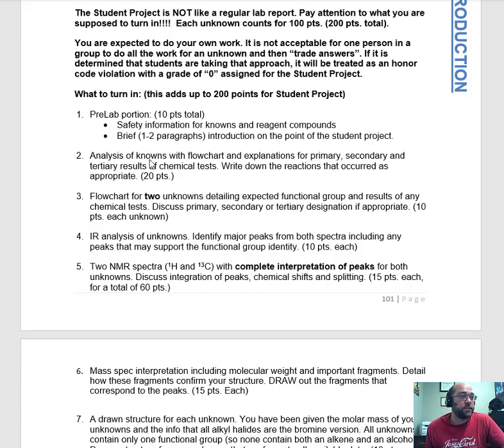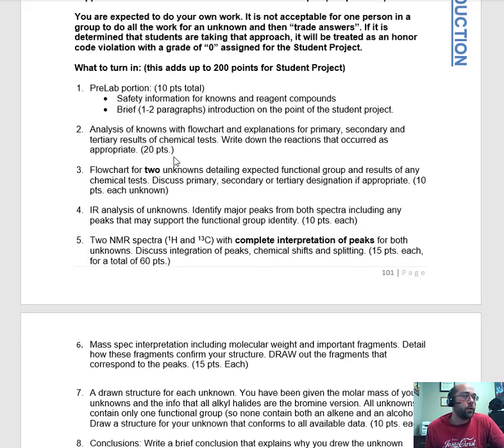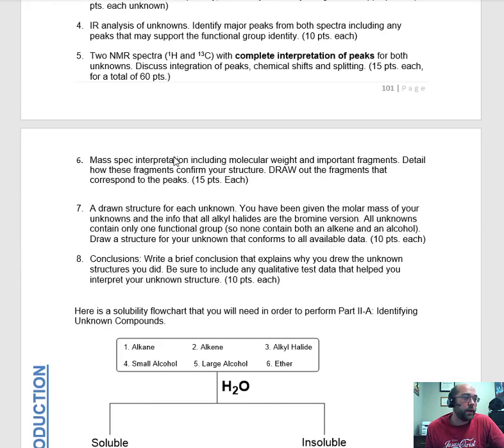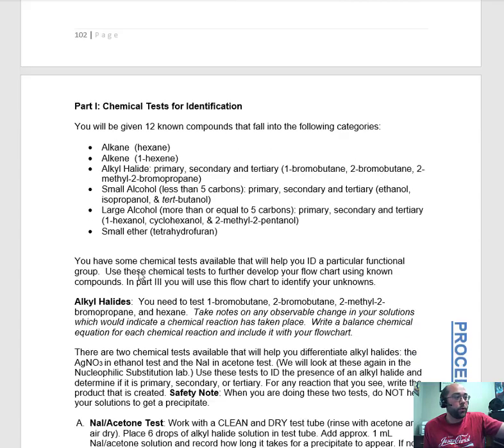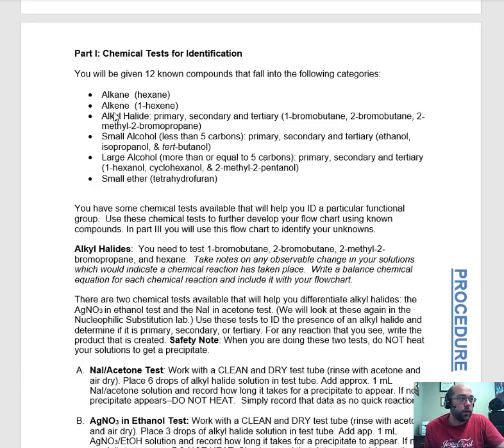Then you're going to have your analysis of the knowns. Your knowns are going to be 12 known compounds, right? So there's your known compounds. What are they going to react with? You should kind of know what they're going to react with, right, as you go through all these chemical tests. They're labeled based off of what they are. So when you look at these, you can roughly estimate what you should see. Okay, and you don't have to do specific reactions with these. You can just say, as a confirmation, this is what I expect for my alkyl halides, right?